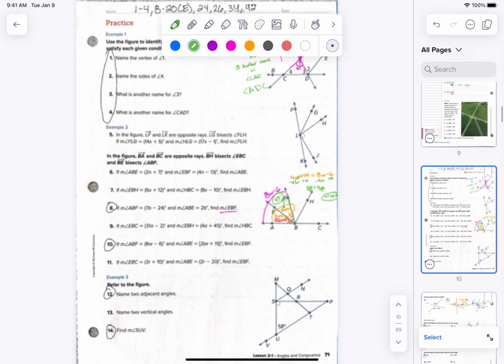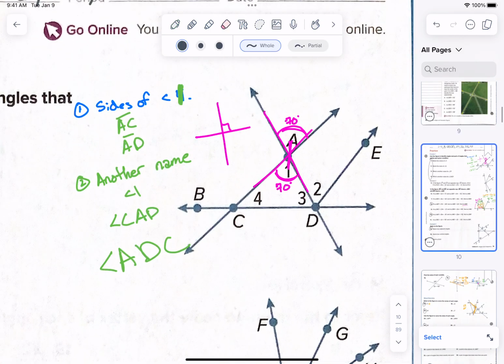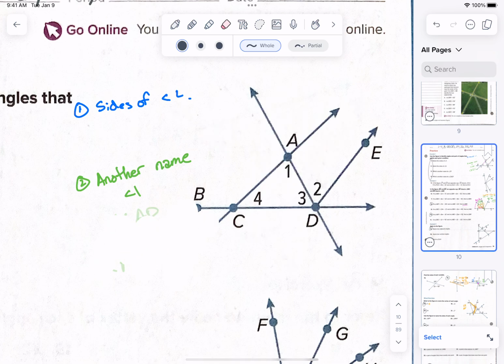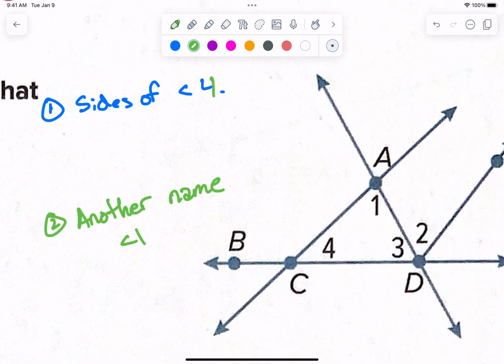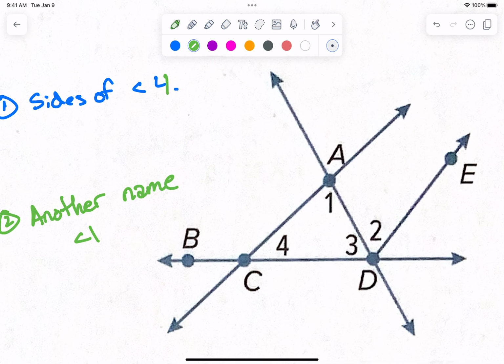Let's go to this one right here. This is where I want to start. I'm going to ask you some questions. Are you ready? Just looking at this diagram, I want you to name the sides of angle 4. How do we name them? Get an answer and then we'll go through it. Name the sides of angle 4.